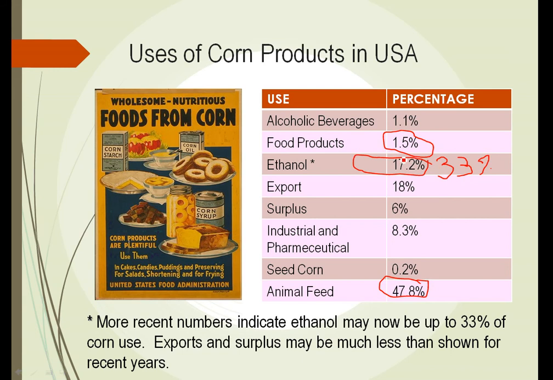So if this increases, where does it come from? Where do we get that extra corn to jump from 17% to 33%? Primarily from exports, surplus, and some from animal feed. This is making corn more expensive around the world, not just in the US, because we have less to export. There are other countries that don't grow as much as the US, so supply and demand increases the cost of corn.